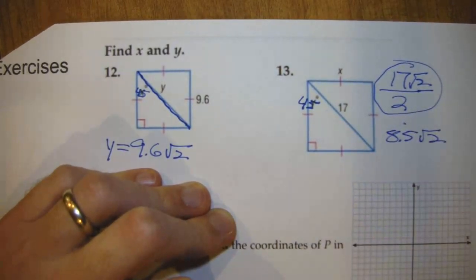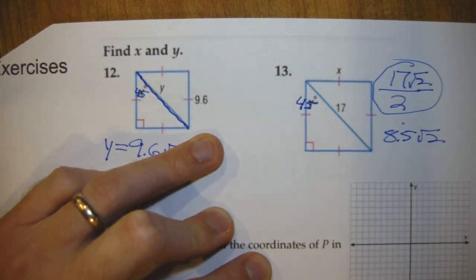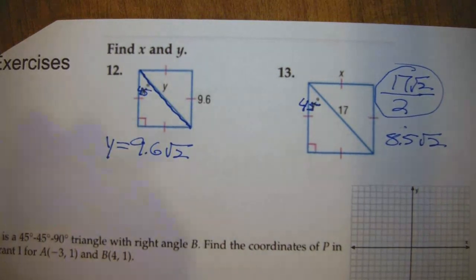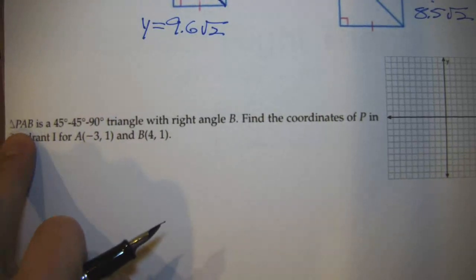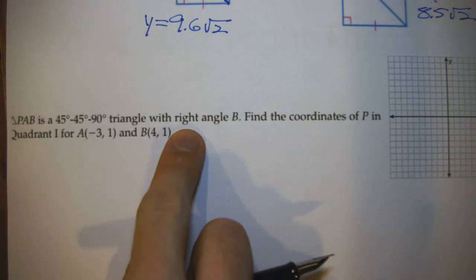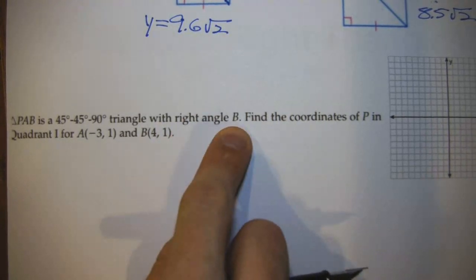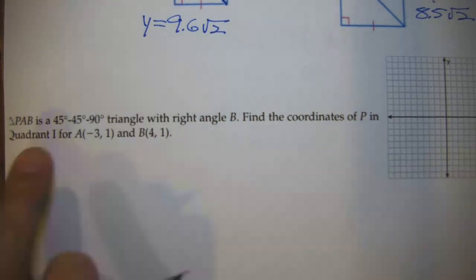Again, if you were asked for an approximate answer, we could, of course, type either of those into a calculator. We'd get the exact same answer either way. All right? So let's try this next one. This one's kind of fun. I always like showing it to students. We know that the triangle PAB will be a 45, 45, 90 degree triangle, okay? And the right angle will be at angle B. All right, fine. We need to find the coordinates of P in quadrant 1.